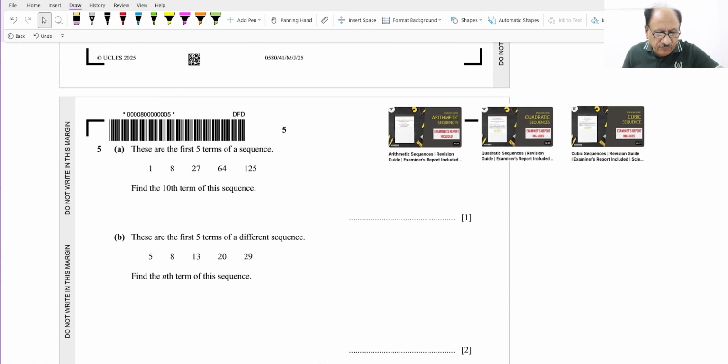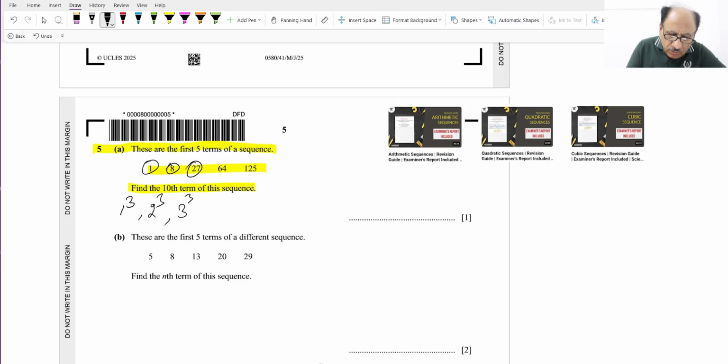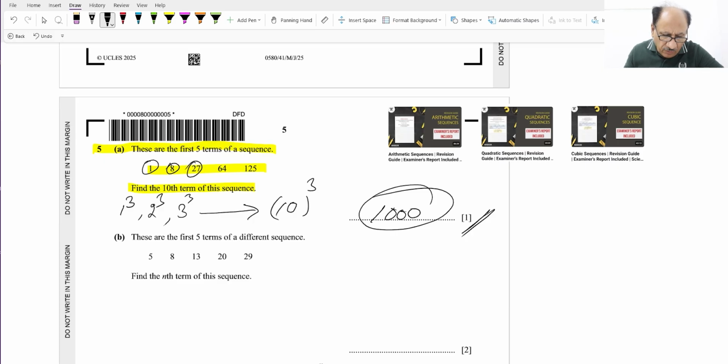So question number 5 says, if we go through the question, A part, these are the first 5 terms of a sequence, and the sequence is provided, and they are saying find the 10th term of the sequence. 10th term of the sequence will be this one. If we check, this is 1 cube, and this is 2 cube, and this one is 3 cube. So 10th term, if we go to the 10th term, it will be 10 cube, and 10 cube will be equal to this one. So this is our answer. This is for 1 mark.